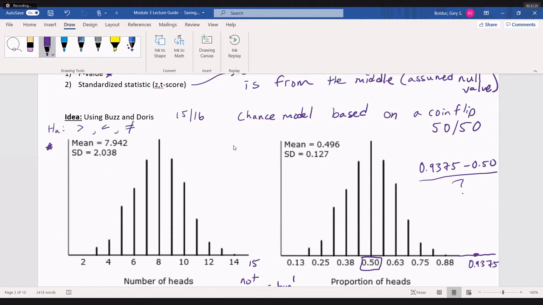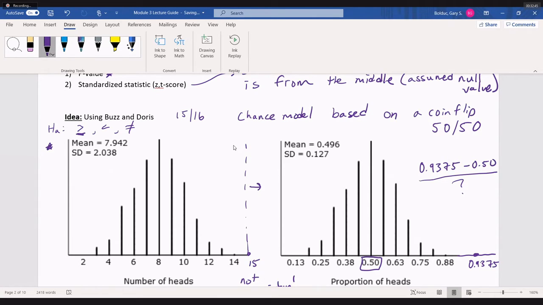So how did we do this? To do the p-value, we found 15. We went, okay, 15's right here. We found 15, and we counted the dots at 15 and to the right, greater than, to the right. So that's how we do greater than. You find your statistic, count all the dots there and to the right.